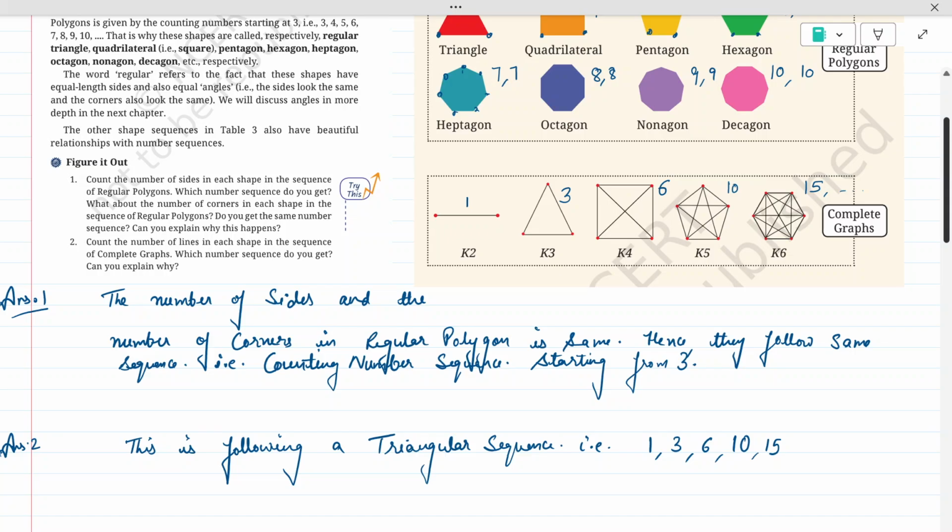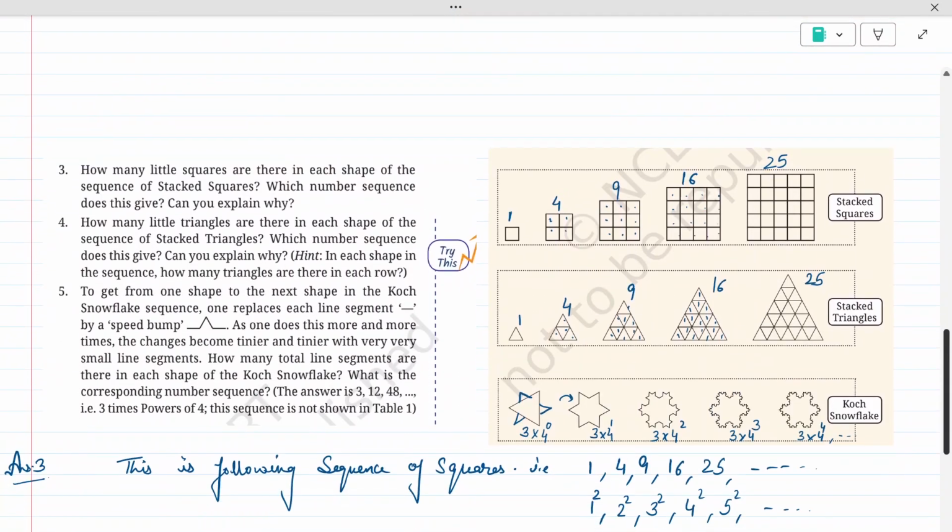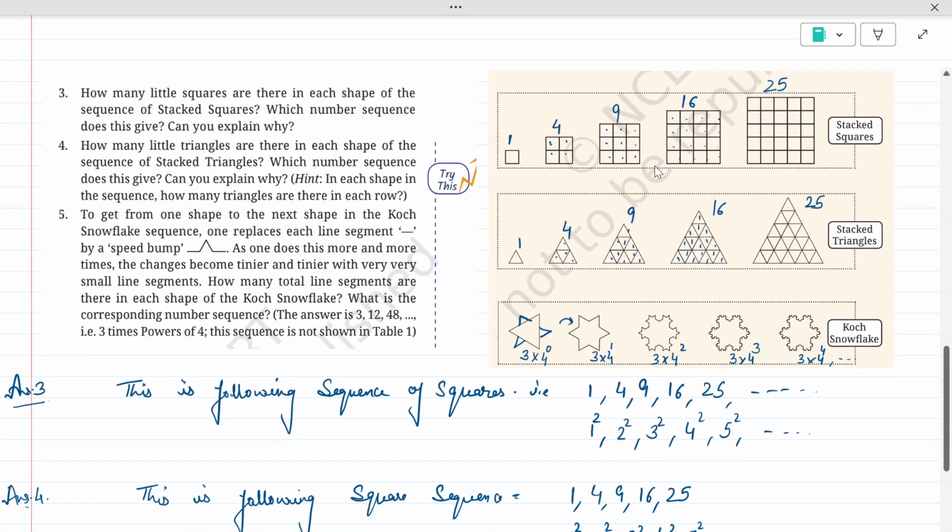Next is the square sequence. Here we can easily see it is 1 square, 2 square, 3 square, 4 square and 5 square, so they follow a sequence of squares. Next, we have the stacked triangles, which also follow a sequence of squares, by adding up the odd numbers. In the first one we have 1, then we add 3, then 5, then 7 and 9. We have seen that when we add up the sequence of odd numbers, we get the sequence of squares.